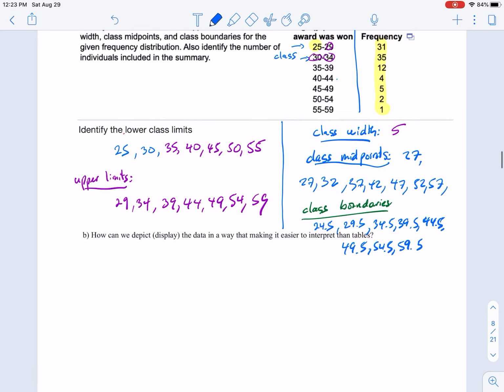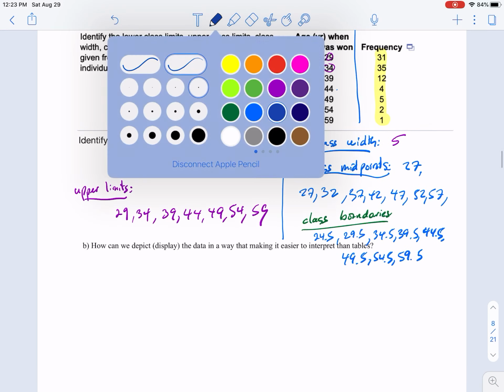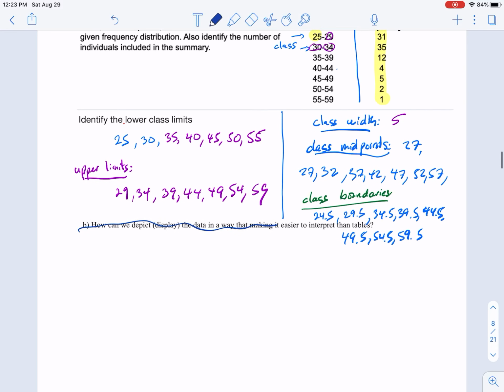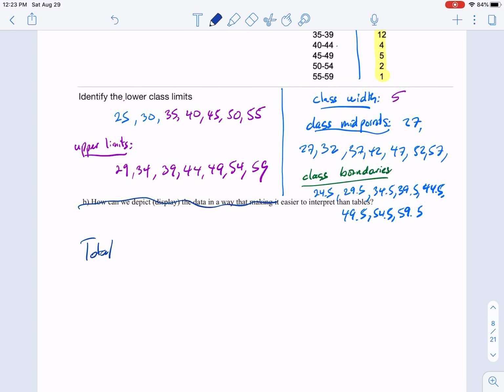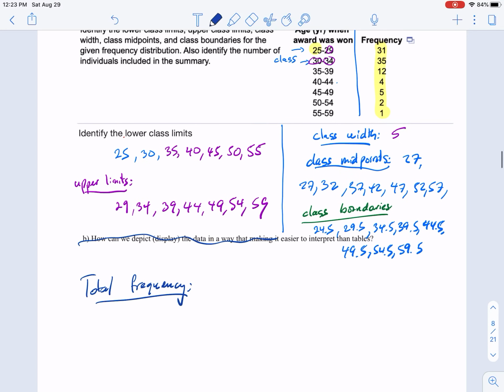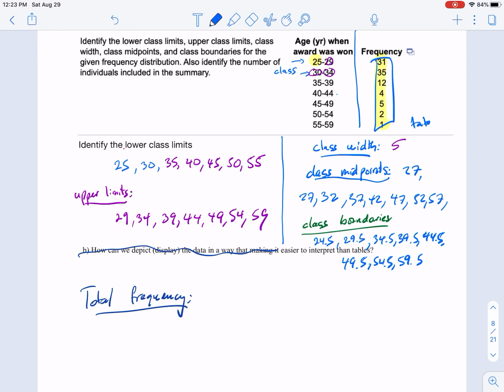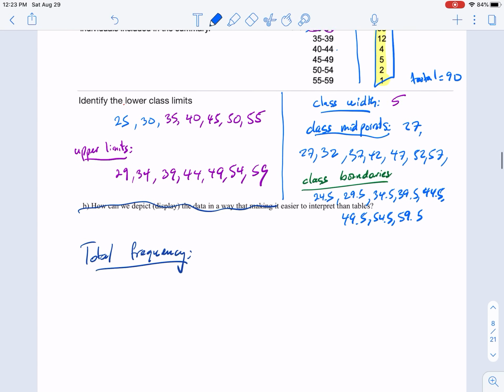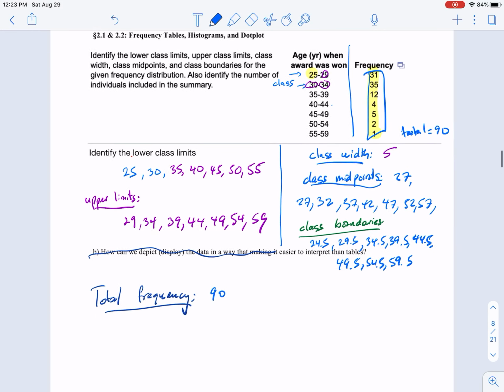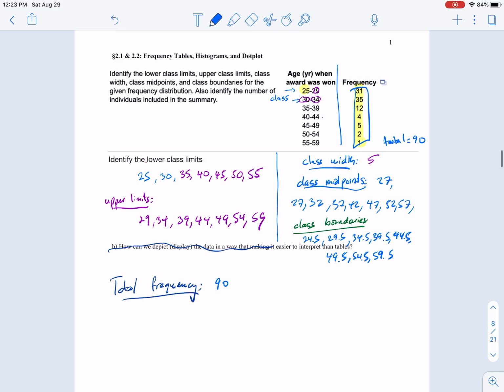The last thing we want to look at is the total frequency, the total count. So let's erase this. So total count, total frequency. All right, so total frequency will be all these add up here, right? I think if you add that right, you get 90. So 90 is the total frequency.